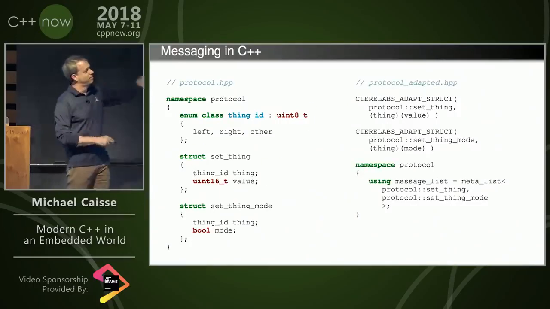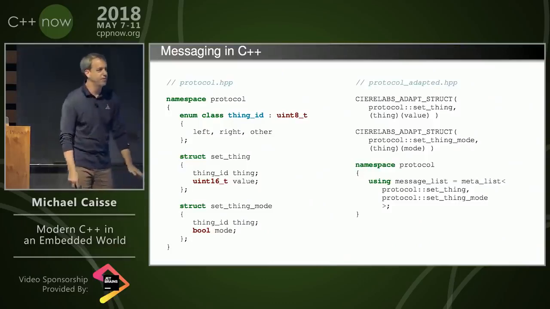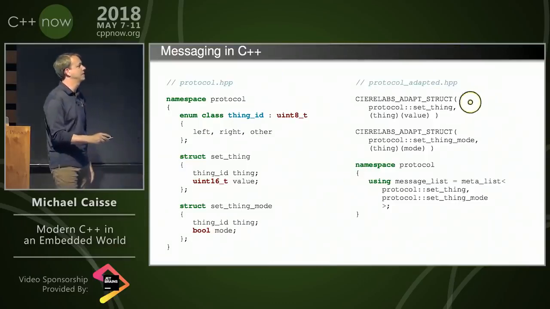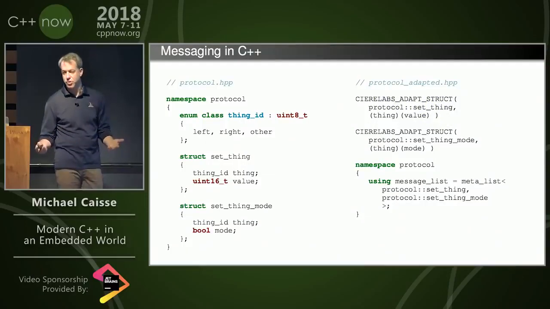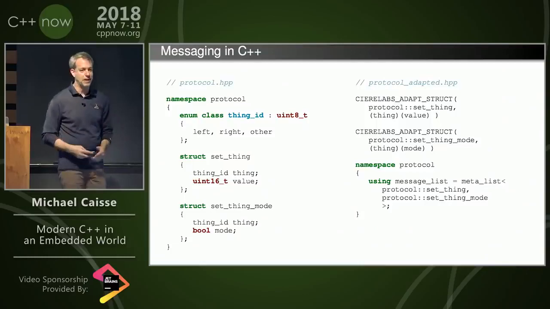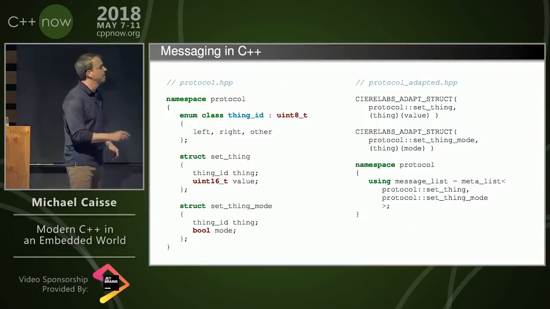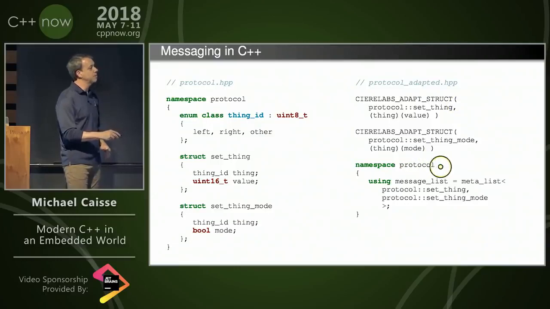We have this magic that occurs on the other side. If you're familiar with Fusion, the magic that's over here is very similar. It adapts this thing so that I can make a tuple of references to the struct. Then I can play with it in metaprogramming all I want later on. And then I'm going to describe the protocol with this message list.